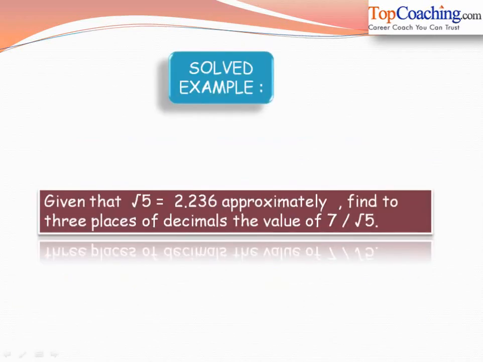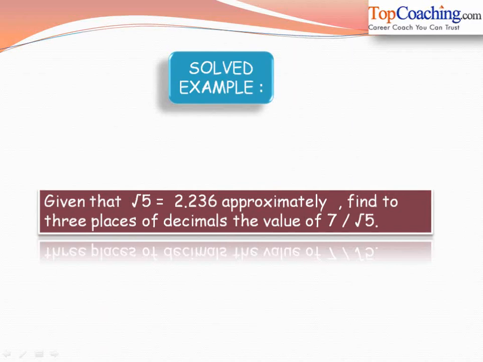So let's try to solve an example. Given that root 5 is equal to 2.236 approximately, find to 3 places of decimal the value of 7 by root 5. So in this problem we have been given the value of root 5 equal to 2.236 approximately, and we have to find to 3 places of decimal the value of 7 by root 5.